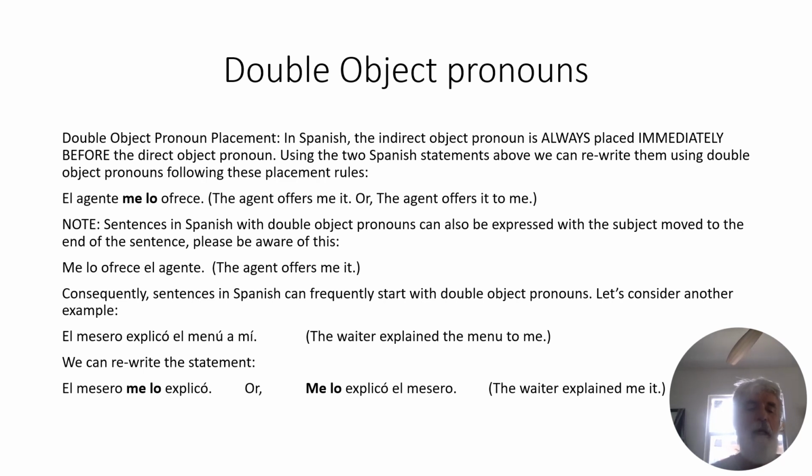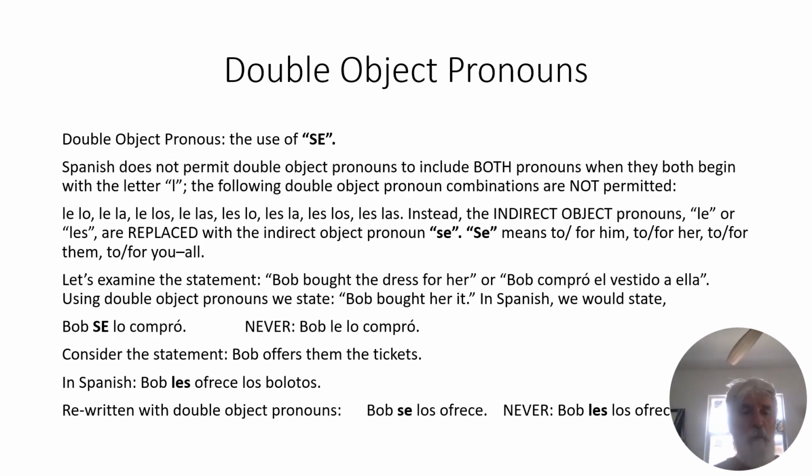Okay? Now I can restate this and put the subject at the end of the sentence. Me lo explicó el mesero. And that's often how you'll see these used. So please get used to this. Okay, now there's one other wrinkle with double object pronouns. There is the double object pronoun se. Okay, so let's see, when do we use se when we have double object pronouns?